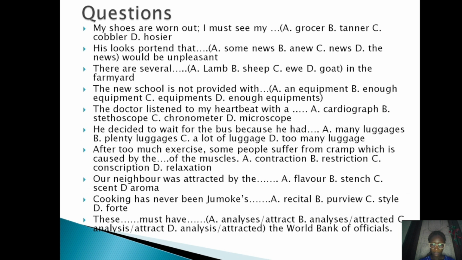Now, we already have these, so these is already in plural form. That means the noun that must follow must be in plural form. So, these analyses must have attracted, in the past tense, the World Bank officials. Now this will bring us to the end of our lesson on nouns.